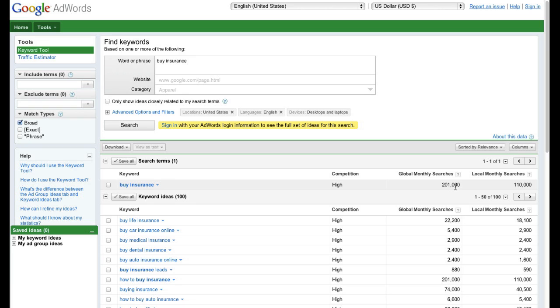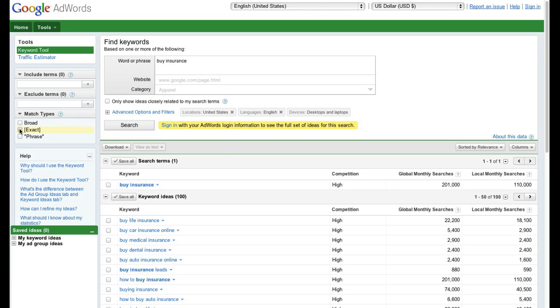But that's not really true. It's actually the aggregate of all of these. So not just buy insurance, but buy life insurance, buy car insurance online, buy medical insurance, buy dental insurance. So it's not just the search volume for these terms, buy insurance, it's for everything. So if you're buying a domain name based on this search volume and you think, oh, if I rank #1 in Google for buy insurance, I'm going to get 201,000 visitors, you're probably wrong because exact is what you're looking for.